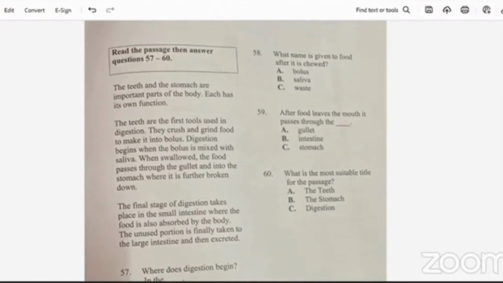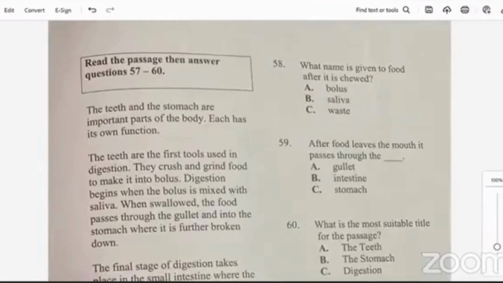Then we have, let me make it a little bigger. It says, what name is given to food after it is chewed? Okay, so the teeth, the first tools, they crush and grind food to make it into bolus. So that's the name given to food after it's chewed, it's bolus. Not saliva, not waste, but bolus. The answer is A.